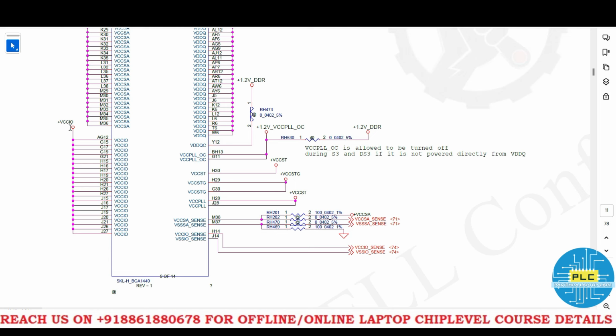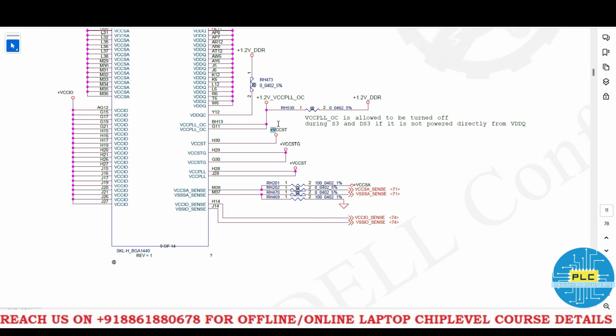VCC IO is the processor input output power rail. VCC ST is the sustain voltage for processor standby mode. VCC STG is the gated sustain voltage for processor standby mode. VCC PLL is the processor phase lock loop, the phase lock loop voltage to the processor. VCC in the sense of the core.